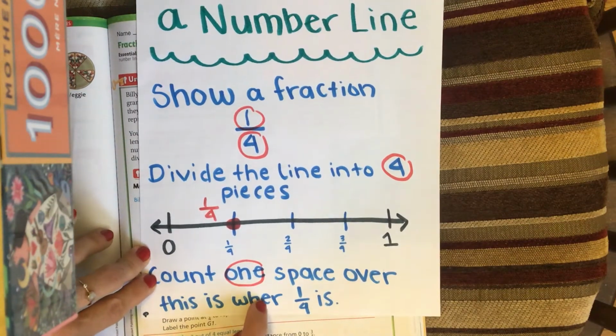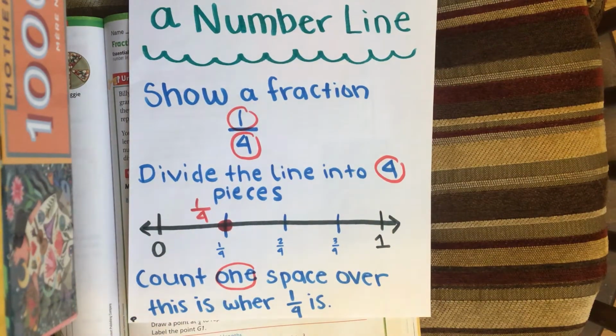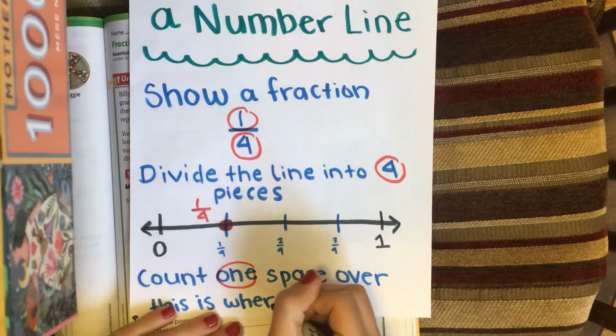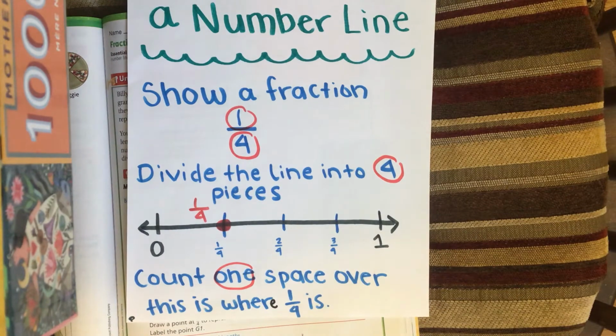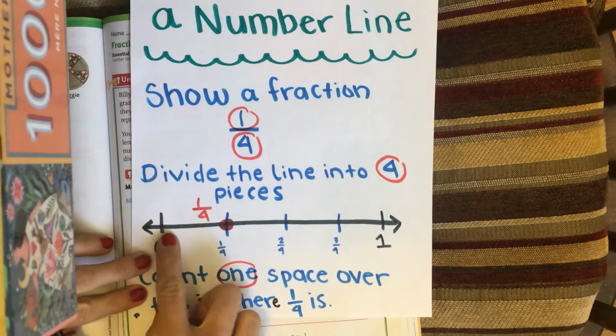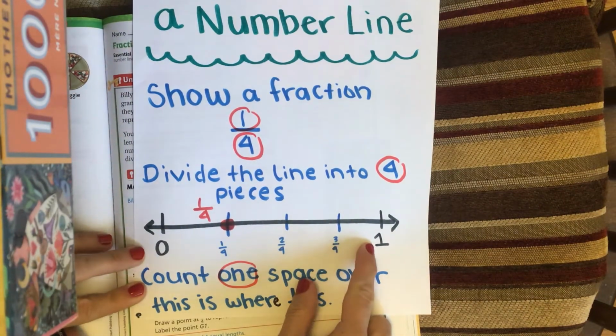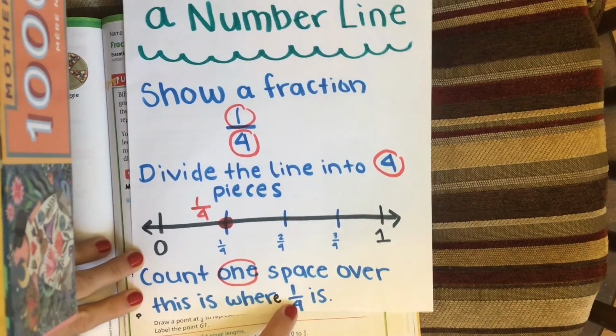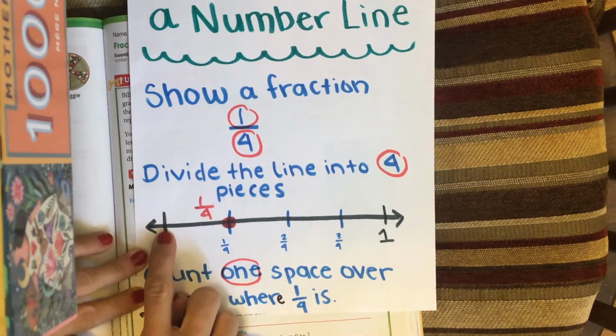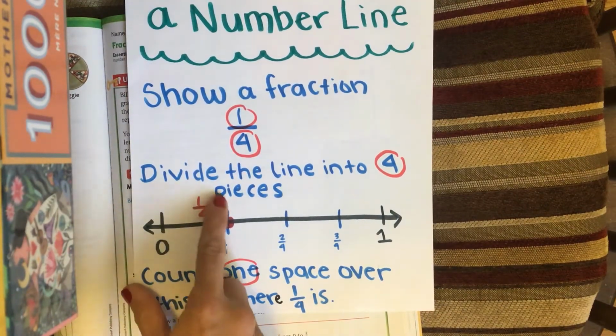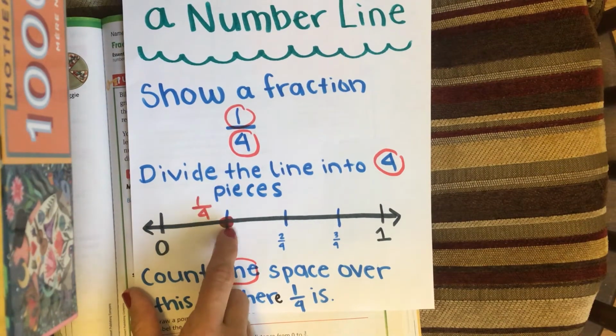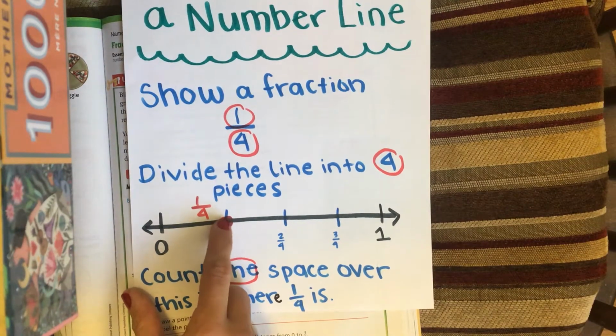Look, Miss Clay misspelling where. Oh boy. Let's fix that. Okay. So once you have 4 pieces divided on your number line, to now show 1/4, we're going to start at 0. We're going to hop 1 hop over. That will be 1/4. We're going to put a dot there.